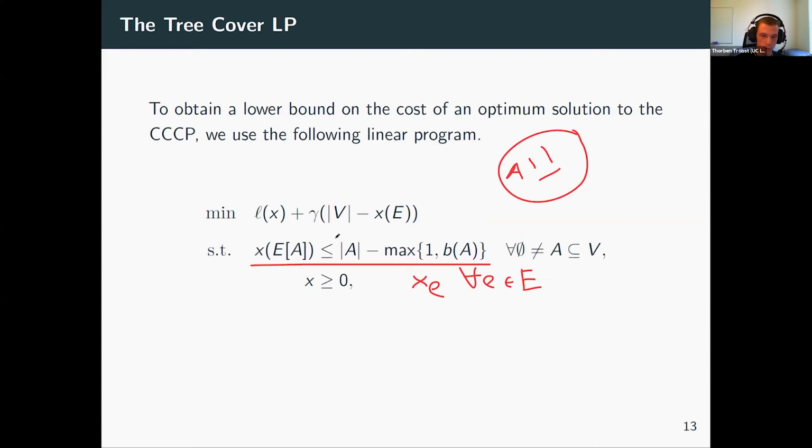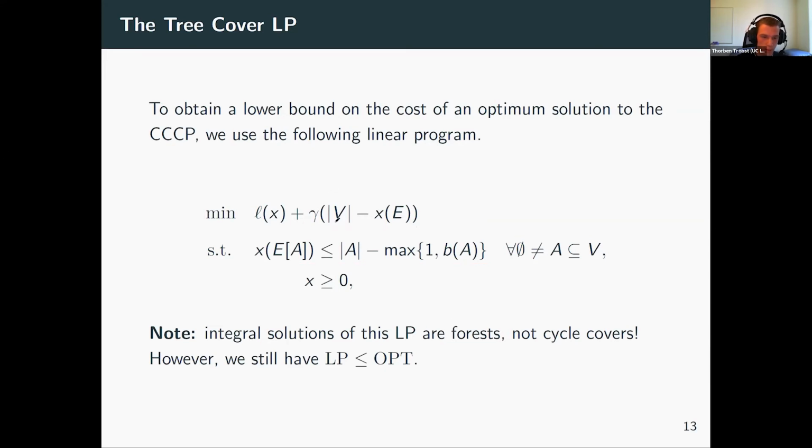And if you think about the integral points in this polytope, then this constraint essentially guarantees that the integral solutions of this are forests with the special property that every connected component serves a demand of at most 1, because this part of the constraint tells you that inside each set A, you will have at least b of A many connected components. And then, of course, the objective function is just the same as in the cycle covering. So we minimize the length plus gamma times the number of components. And as I just mentioned, the integral solutions of this LP are forests, not cycle covers, but clearly any cycle cover, you can just delete one edge from every cycle to get a solution of this LP. And so this is a lower bound on the optimum.